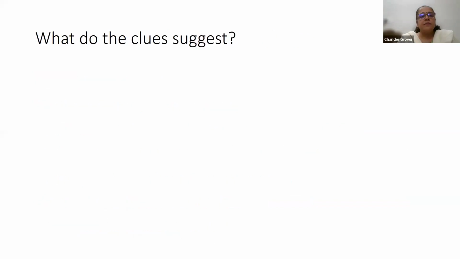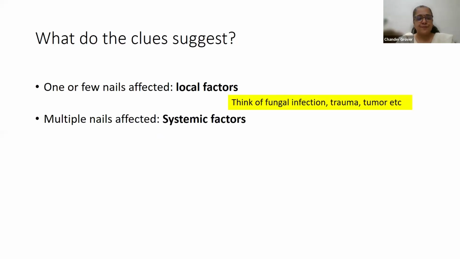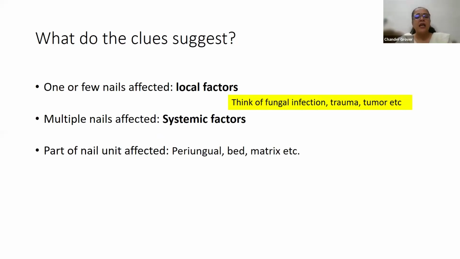microvasculature. So what do the clues suggest? One or few nails affected, you think of local factors, whereas multiple nails affected, you think of systemic factors. Part of the nail unit affected, if it's the periungual area, bed, or matrix, can suggest the possible disease, something which is arising from the nail fold versus something which is arising from the bed. The pathology is going to be different. The tumor is going to be different.